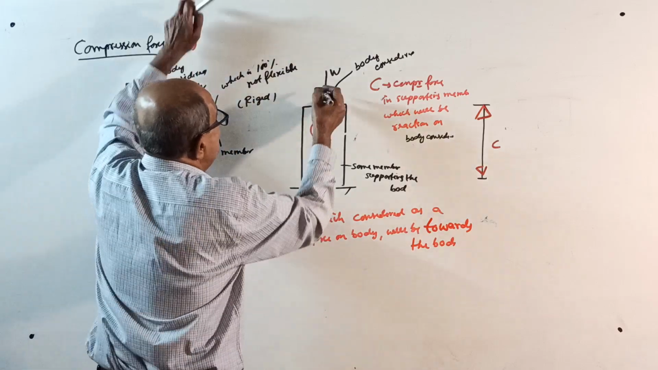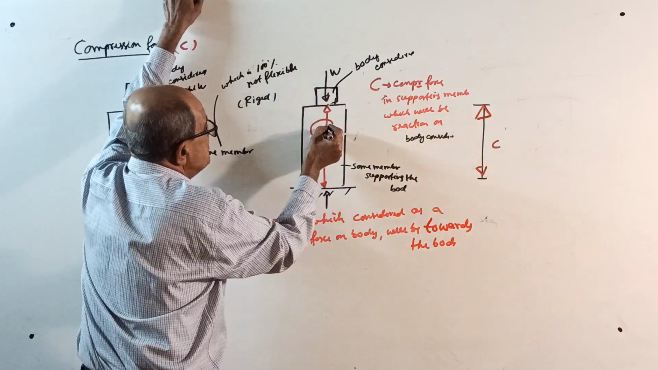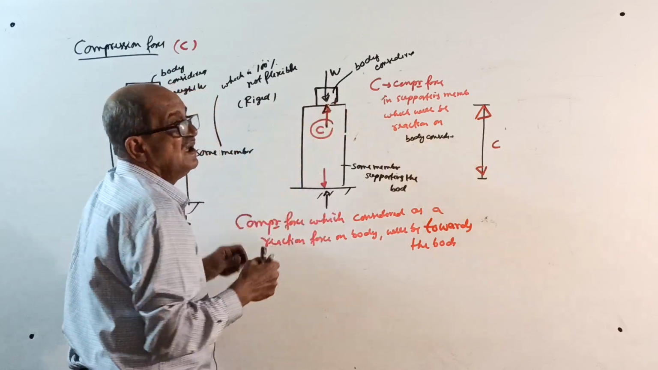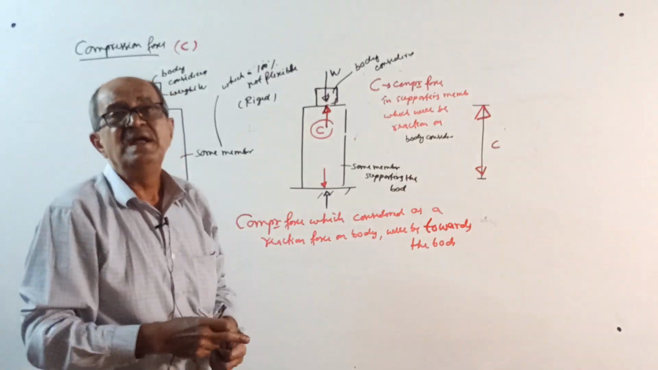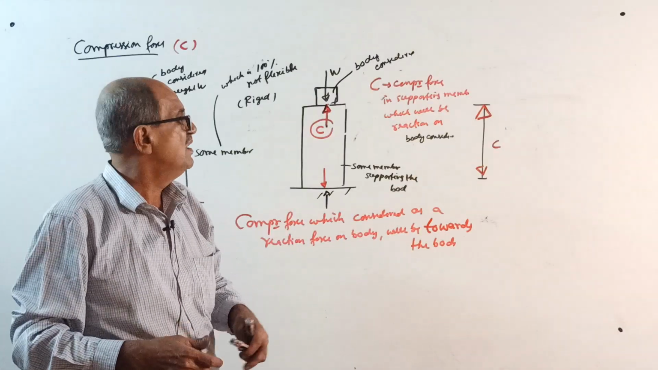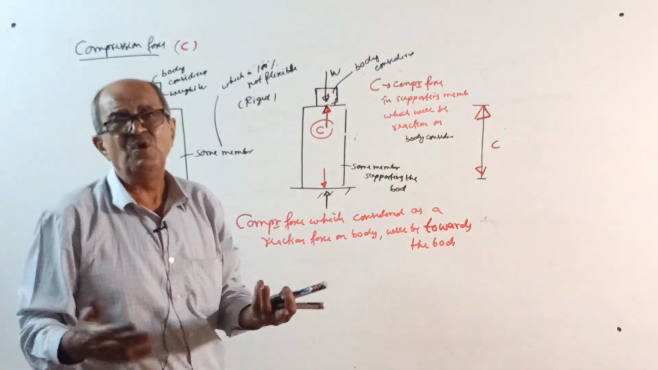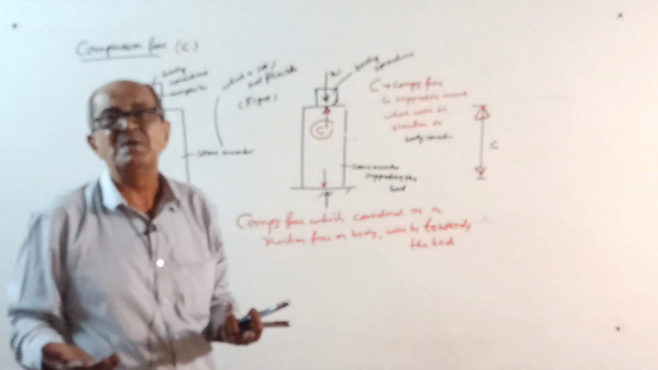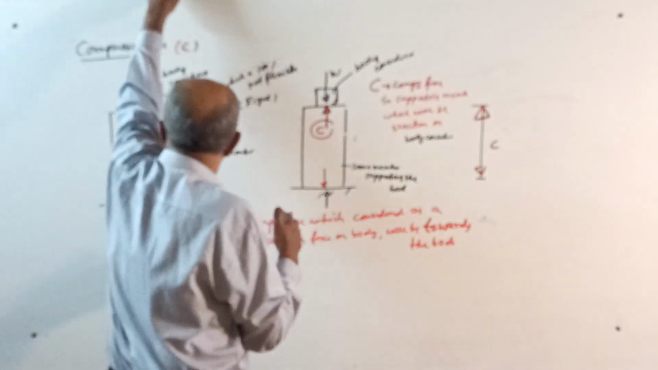See here, when you consider the body here, the compression force is always towards the body. Last time I told, it is away from the body. I don't know what is the other word I used. The opposite word you have to use here. I forgot. So many words are there. I don't learn by heart and come to the class. If I remember, I can tell.